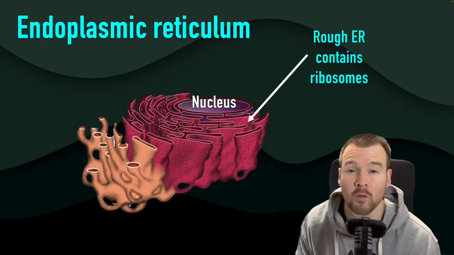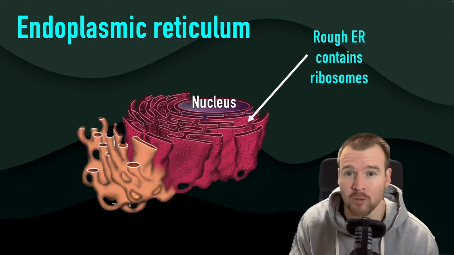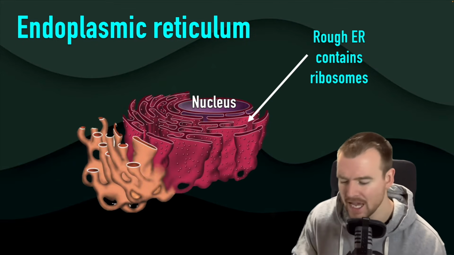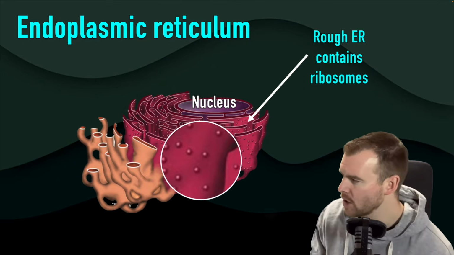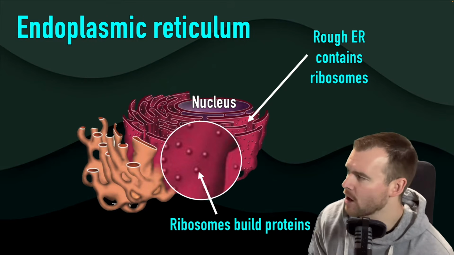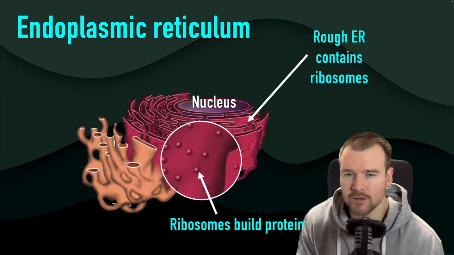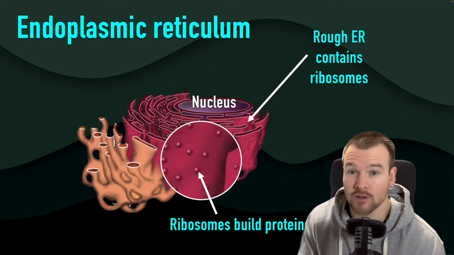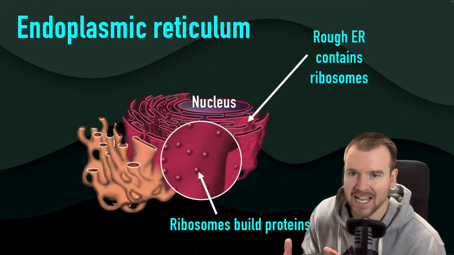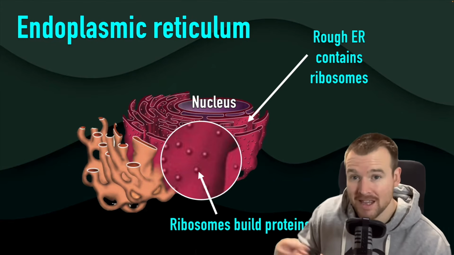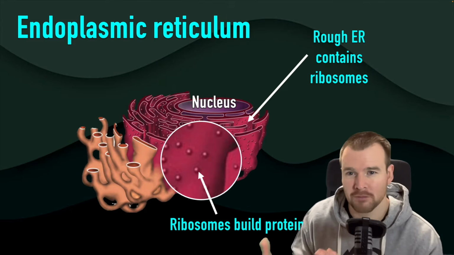I'm going to focus on the rough part first, and it actually is called the rough endoplasmic reticulum. It's rough because if we zoom in there, we see these little bumps, and those little bumps are ribosomes. Ribosomes are things that are going to build proteins. So they're right next to the nucleus. You get that kind of blueprint. They're going to read that blueprint and start to build proteins.